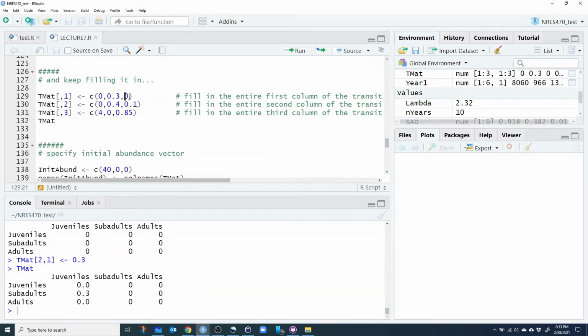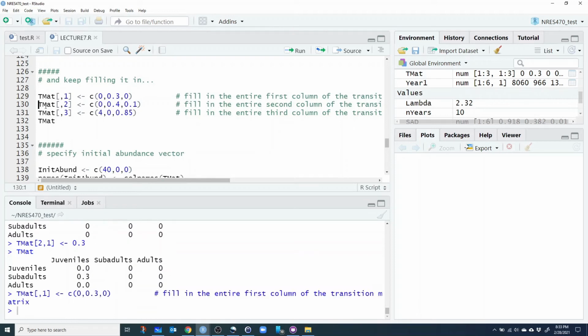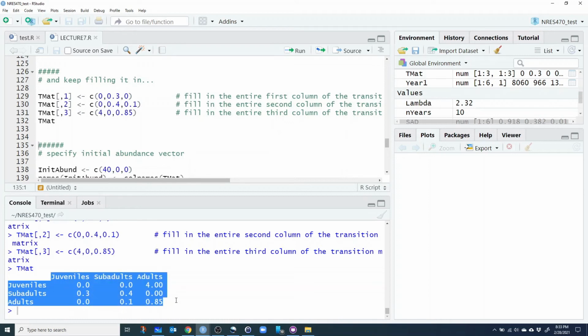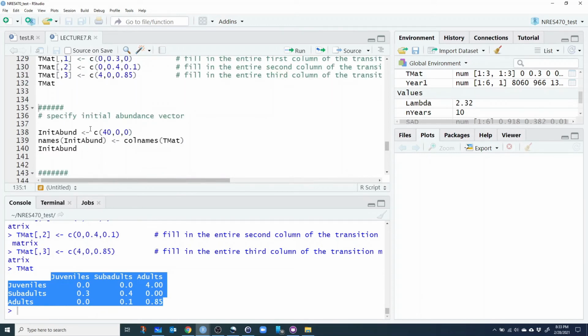So we have 0.30, 0.4, 0.1, 40, and 0.85. So let's run those lines, and then we can see we have a fully worked out transition matrix that we translated from our InsightMaker model, and now we're ready to do some matrix population modeling in R.